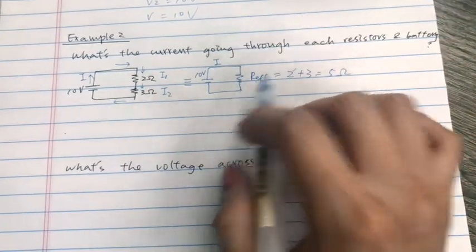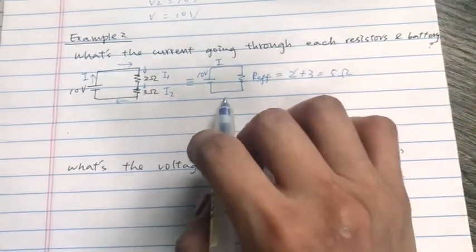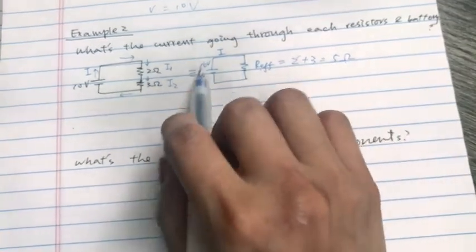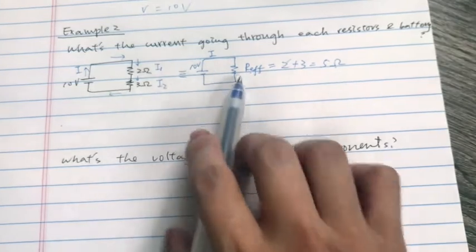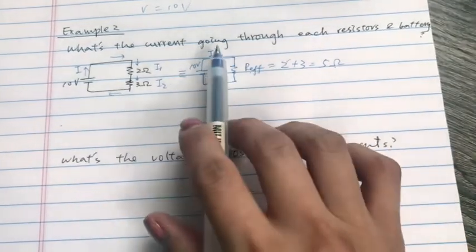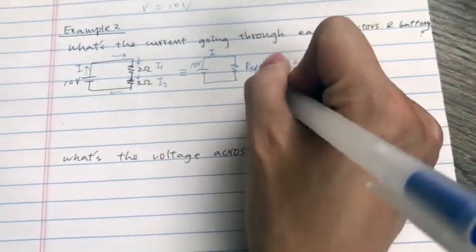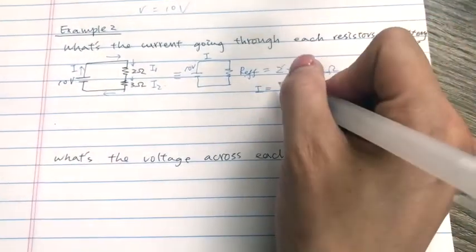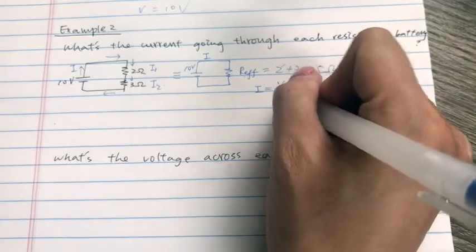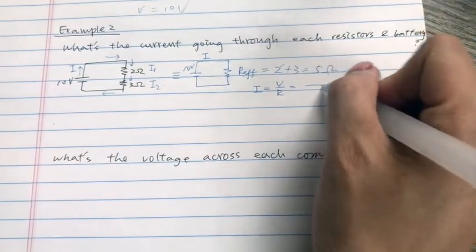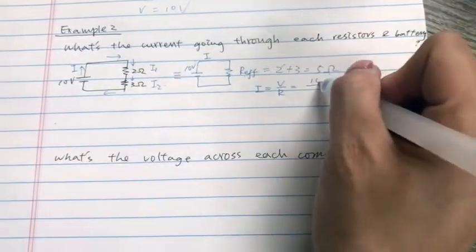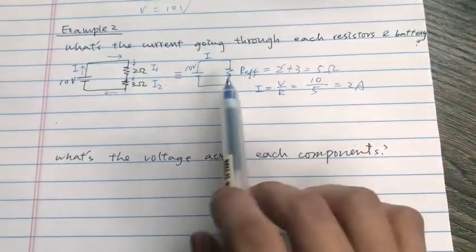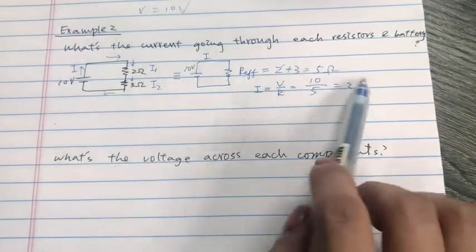So I can now use a 5 ohm resistor to represent these two together. Now I've simplified my case down into a 1 battery and 1 resistor problem. Then I can more easily figure out my current in this case. The current would be V over R. Again, this is Ohm's law. The V in this case would be 10, and R is 5. So the total current running in the circuit would be 2 amperes.